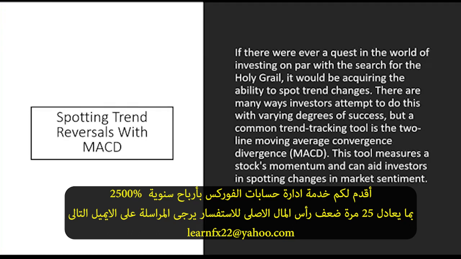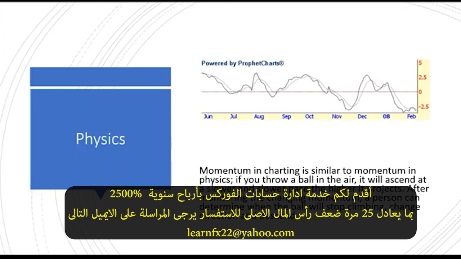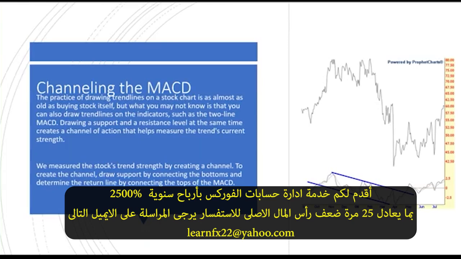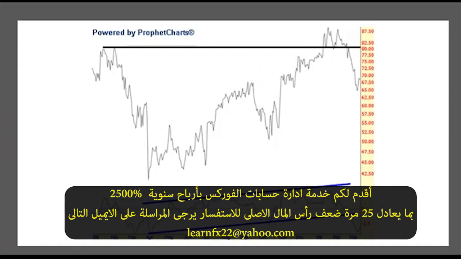So if there was ever a quest in the world of investing for the Holy Grail, it would be acquiring the ability to spot trend changes. There are many ways investors attempt to do this with varying degrees of success, but a common trend tracking tool is the two lines of the moving average convergence and divergence. This tool measures the stock's momentum and can aid investors in spotting changes in market sentiment. So just like in physics, momentum changes occur before the price of an asset changes. MACD will help you see the change in this momentum.